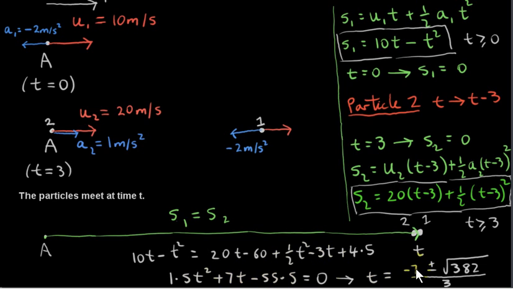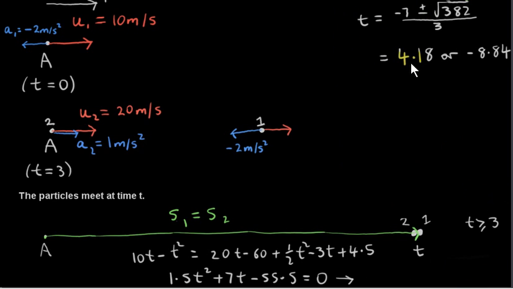So we find that t is minus 7 plus or minus the square root of b squared minus 4ac all over 2a, where b squared minus 4ac is 382. 2a is 2 times 1.5, which is 3. We get two values for t, one positive, the other negative. Now the positive answer is the one we want. We're always interested in a positive value for t. The negative answer will solve the equations.